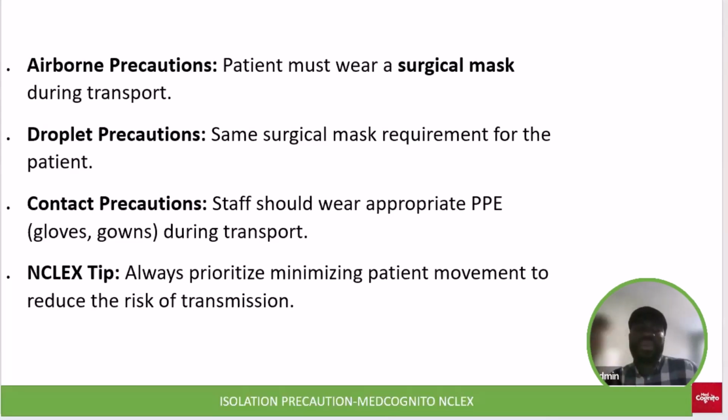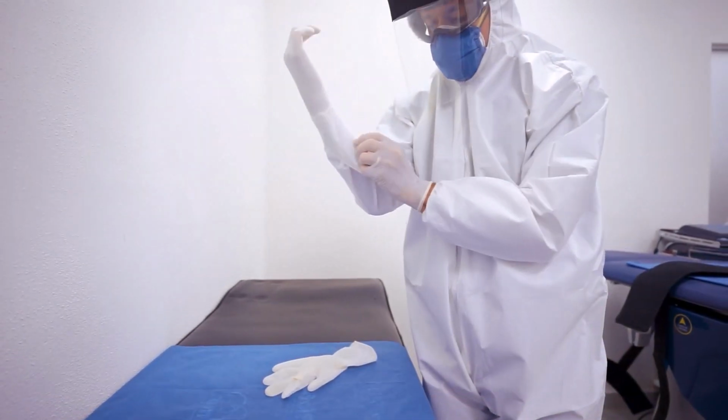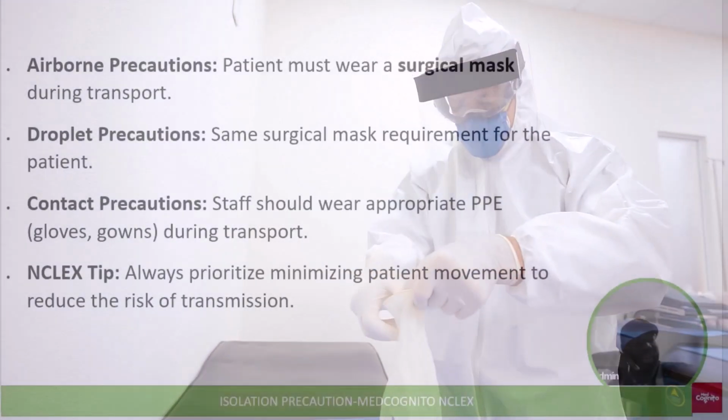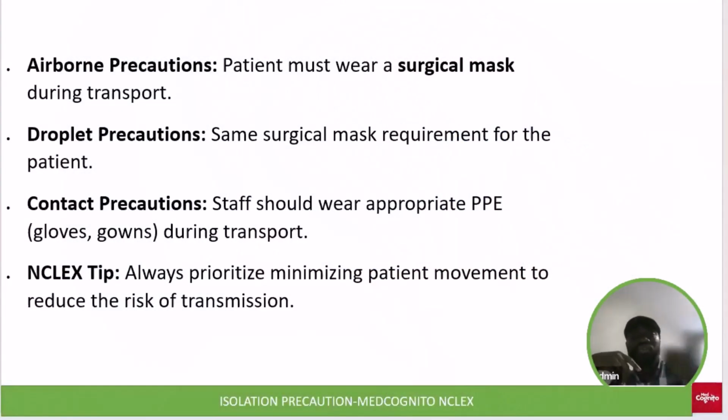If the patient has a condition which needs droplet precaution, then the same surgical mask requirement applies to the patient, like the airborne precaution. And what about contact precautions? Remember that contact precautions, we said, are for skin stuff. So the staff should wear appropriate PPE during transport. For airborne and droplet precautions, the patient must wear a surgical mask. During contact precaution transfer, for a patient who probably has scabies and all that, the staff should wear appropriate PPE.